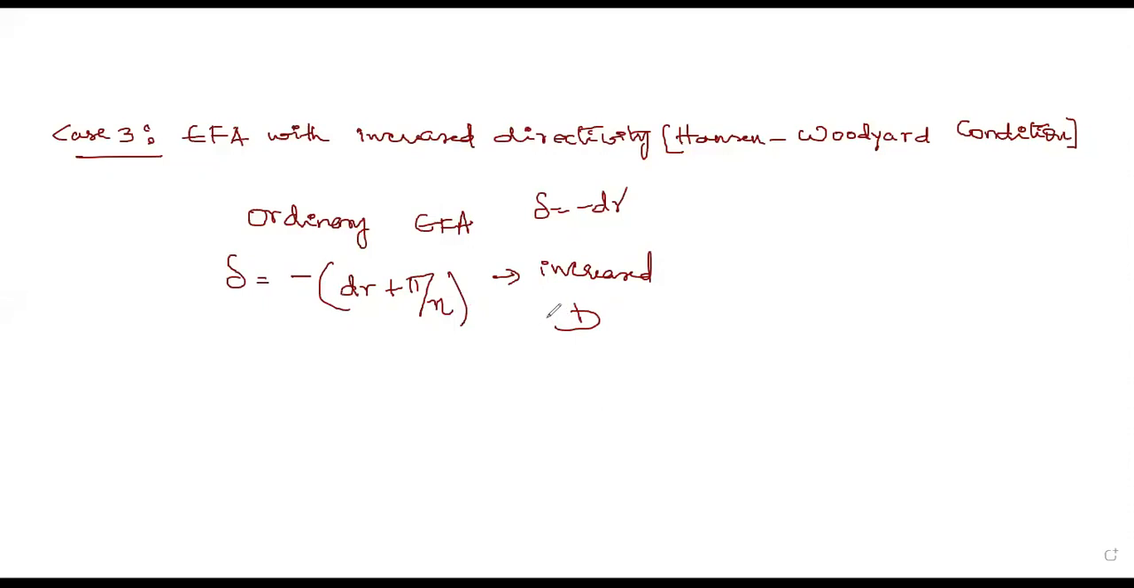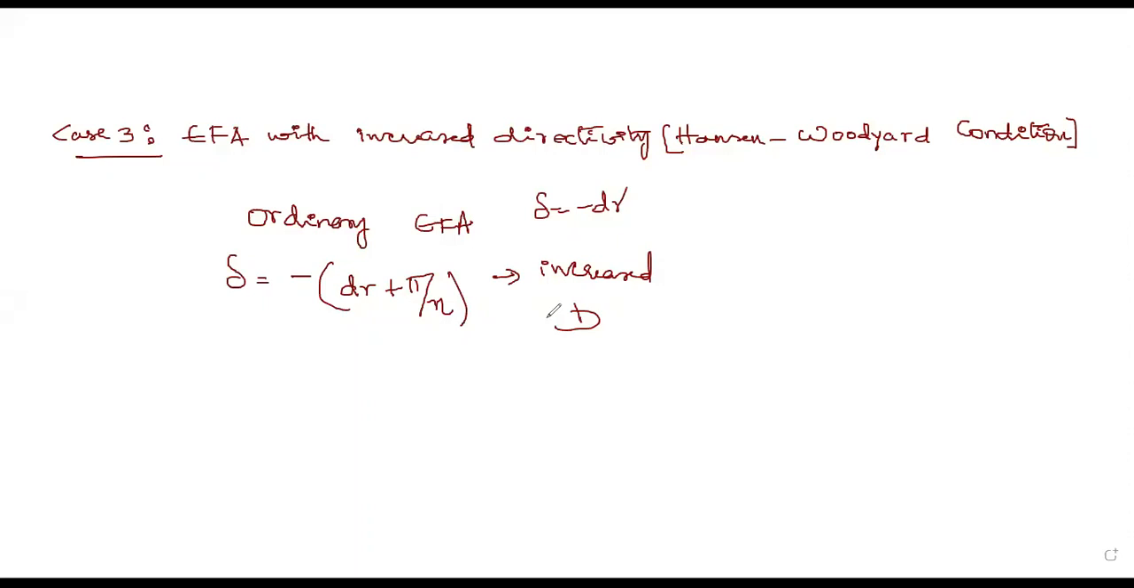In order to increase this directivity, what we actually do in an array is keep the spacing between the elements very close. So Hansen and Woodyard analyzed the pattern based on this equation, that is delta is equal to minus of dr plus pi by n.